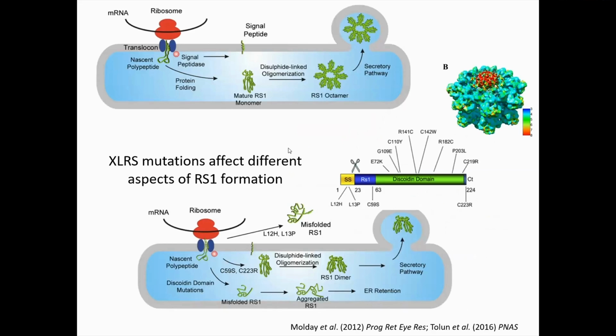Now, this is a complicated diagram, but the main points are that formation of mature retinoschisin protein requires several steps, from initial translation and folding as shown on the top.